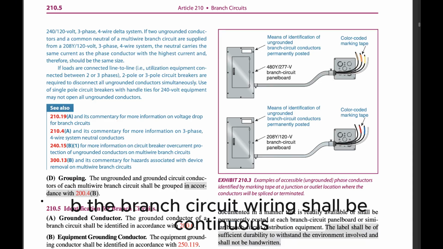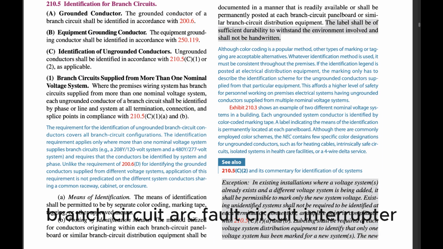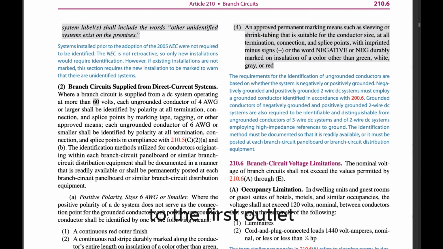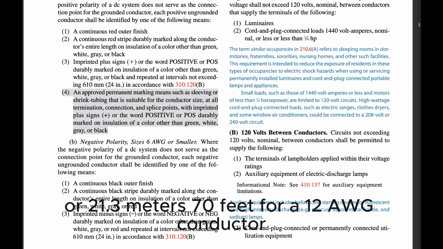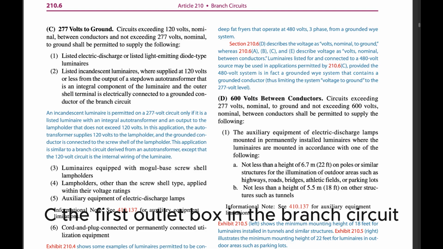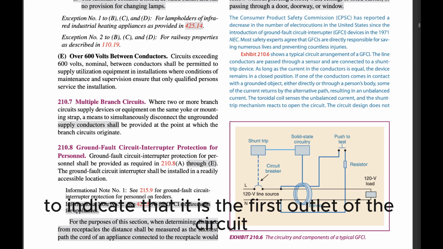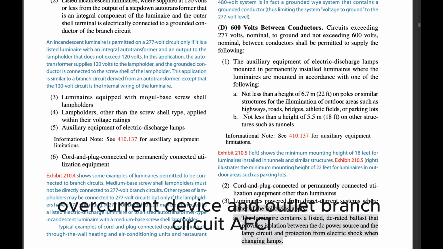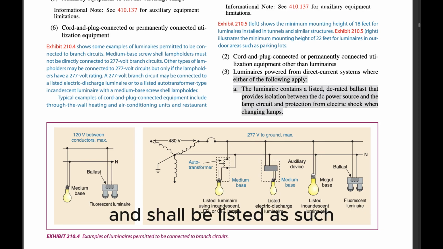B. The branch circuit wiring shall be continuous from the branch circuit overcurrent device to the outlet branch circuit arc fault circuit interrupter. The maximum length of the branch circuit wiring from the branch circuit overcurrent device to the first outlet shall not exceed 15.2 meters (50 feet) for a 14 AWG conductor or 21.3 meters (70 feet) for a 12 AWG conductor. C. The first outlet box in the branch circuit shall be marked to indicate that it is the first outlet of the circuit. D. The combination of the branch circuit overcurrent device and outlet branch circuit AFCI shall be identified as meeting the requirements for a system combination type AFCI and shall be listed as such.